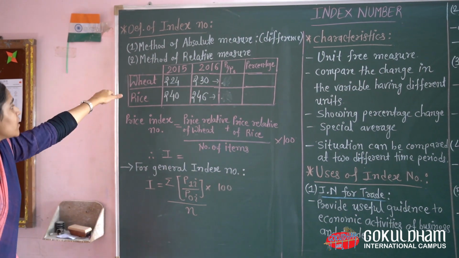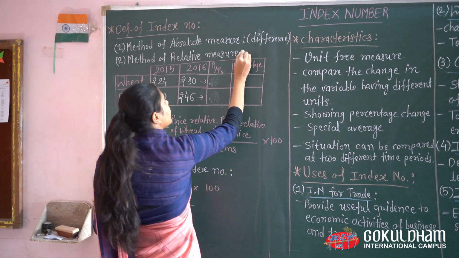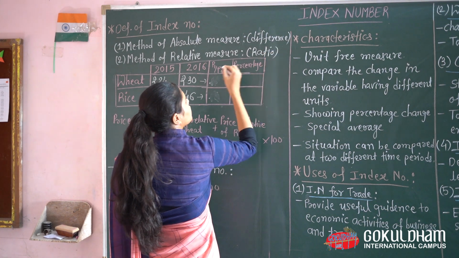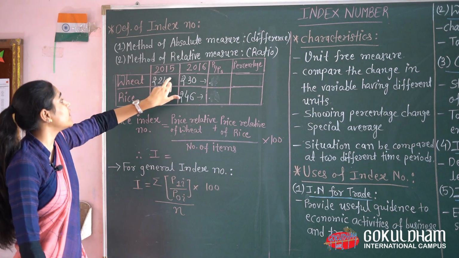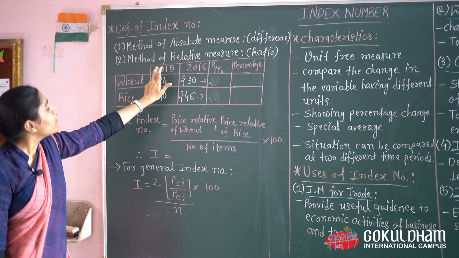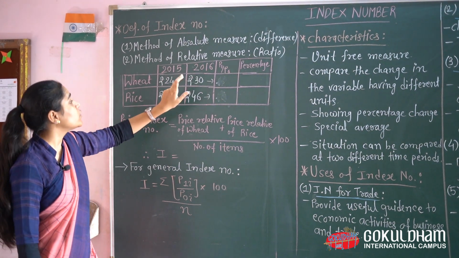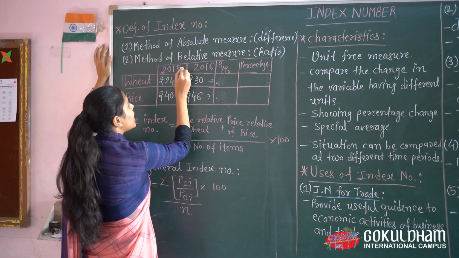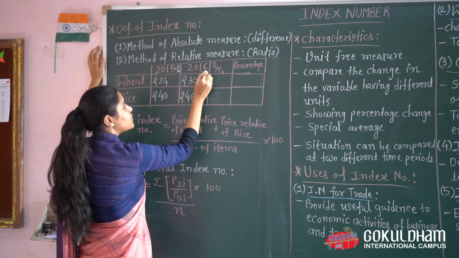So we have another method, that is the method of relative measure. In this measure we take the ratio of these prices, so it is also called the ratio measure. In the second method we will take the ratio of the wheat price and the rice price. Here we are having two years, 2015 and 2016. The year 2015 we will take as P0 and the year 2016 we will take as P1.